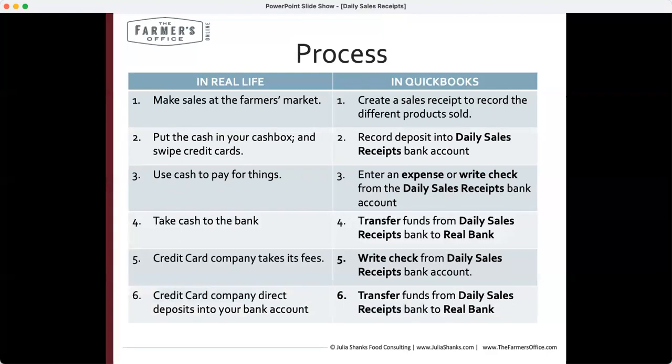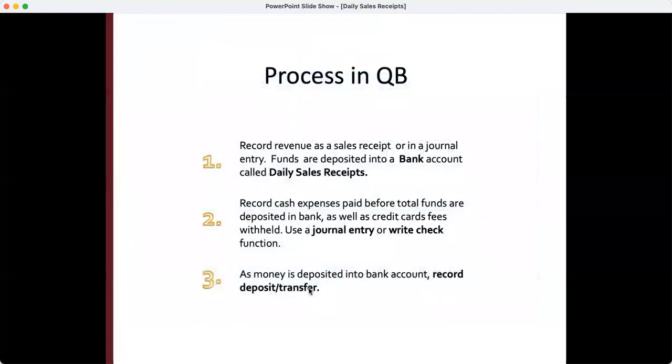And then when the credit card company direct deposits into your bank account, you're going to transfer the funds from the daily sales receipts into your real bank. Like you did with the cash, we're going to do the same thing with the credit card company. Now that's where I'm stuck. All right, so we're going to get there.